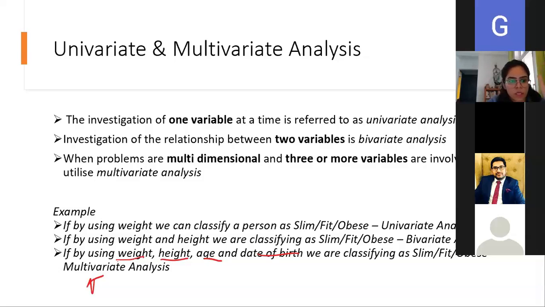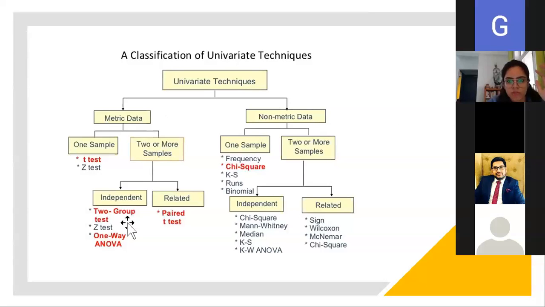But let's check what is univariate. You must have done this before. T-test, Z-test, did you do these? Yes, ma'am. Paired t-test, chi-square, and all these things. So all this is univariate.